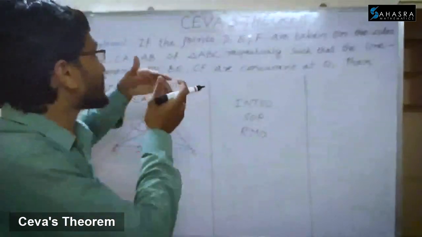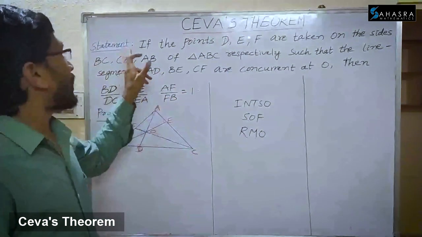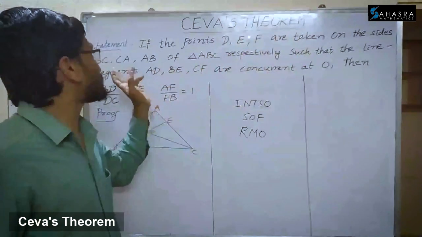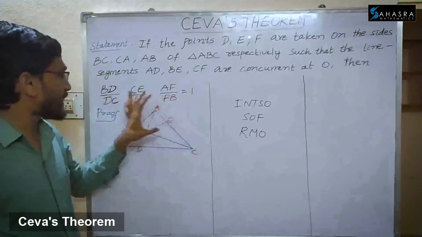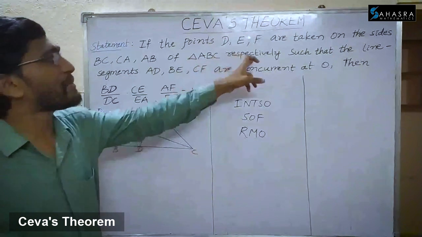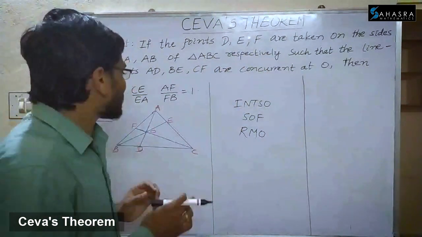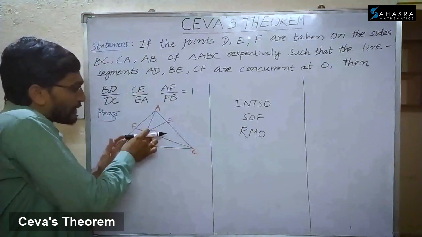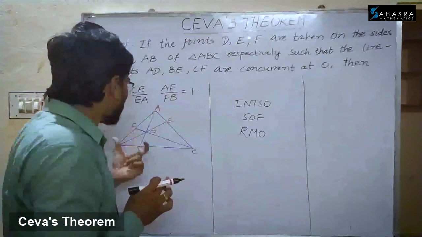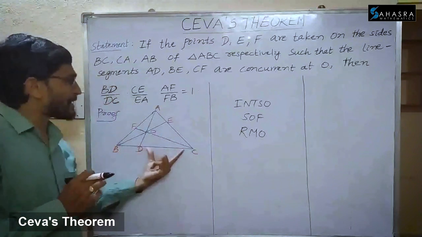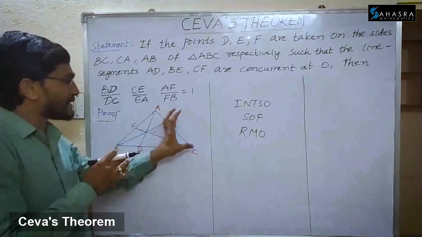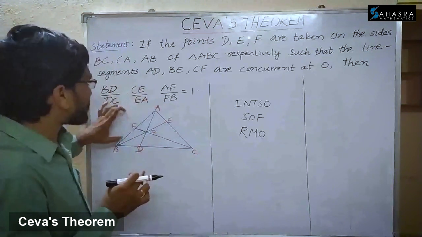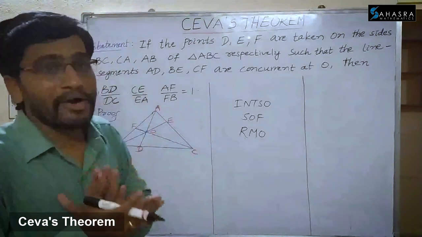First, let us see the statement of this theorem. If the points D, E, F are taken on the sides BC, CA and AB of triangle ABC respectively, such that the line segments AD, BE, CF are concurrent, then we have to prove BD divided by DC into CE divided by EA into AF divided by FB is equal to 1. That we have to prove.